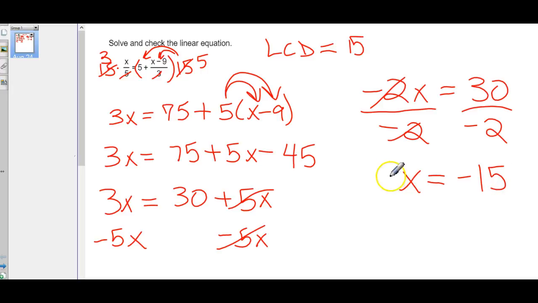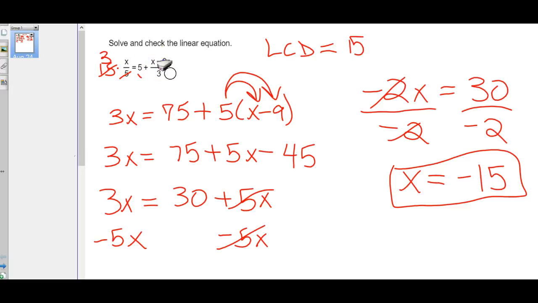Alright, now what does that mean? That means that if I were to plug in negative 15 back into the original, which is all covered up here, I would have a true statement on both sides. Like the left and the right would be equal. So let's plug it in and make sure that it does work.